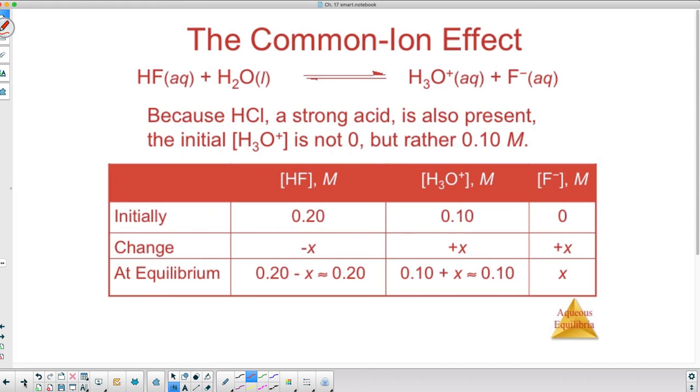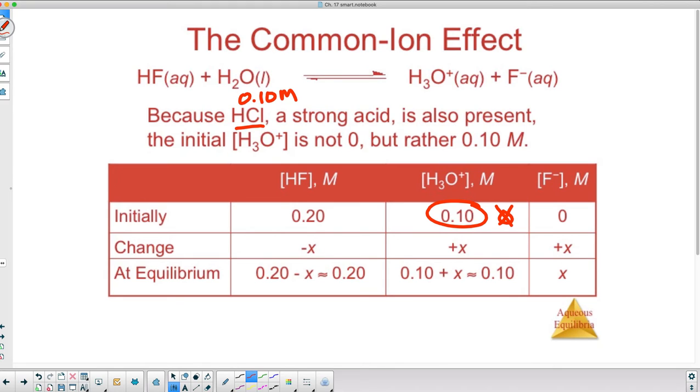If we do our ICE table, initial, change, equilibrium, the only difference is that this would have been a 0 for initial, but now it's at 0.1. Why is it at 0.1? Because they added 0.1 molar HCl to the solution before in the initial. So the only difference is that this is no longer a 0, because there's something else that's common here. Okay, good. So let's keep going.